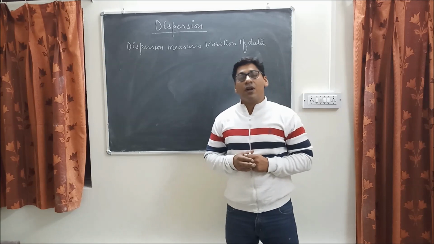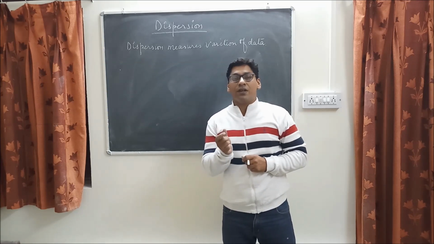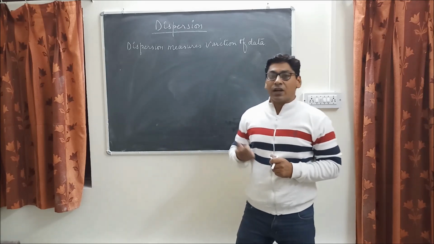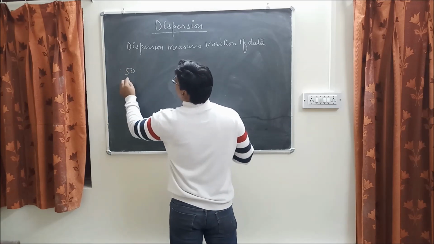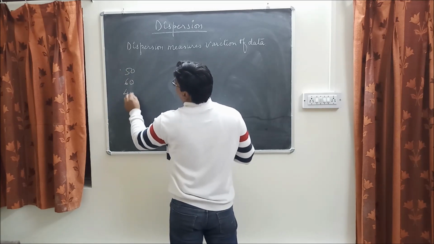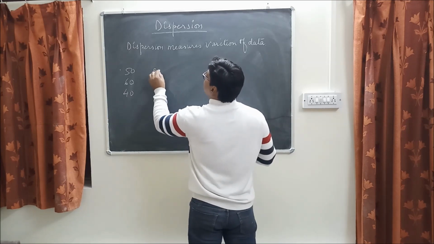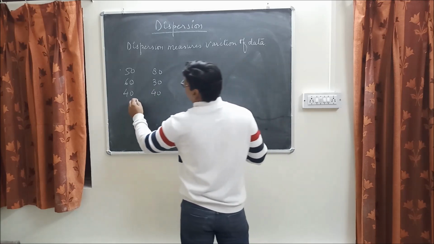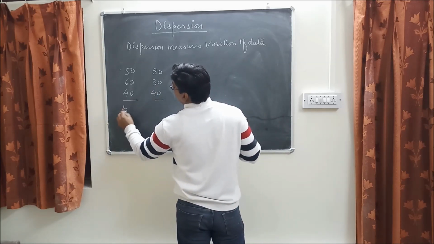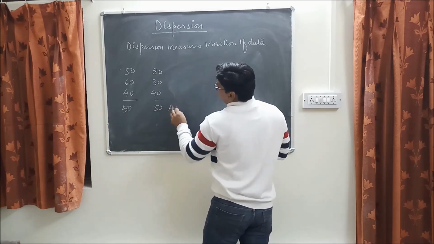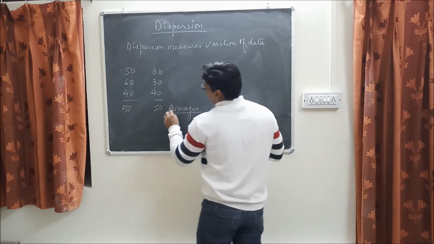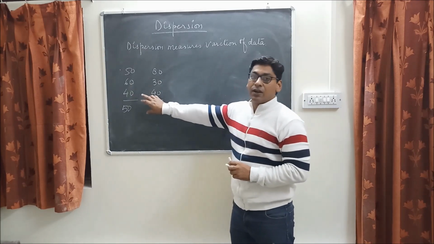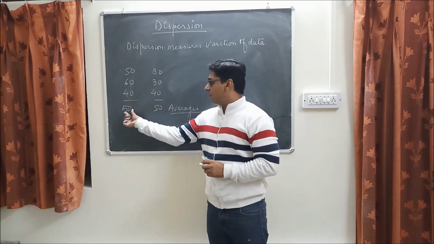Before we studied measure of central tendency, in which we calculate central value, that means averages, but averages do not define the variation between the data. Suppose there are two data: 50, 60 and 40. Another data is 80, 30 and 40. The average of these two data are 50. So with the help of averages we can't find the variation between the data because the average of both the data is 50 and 50.